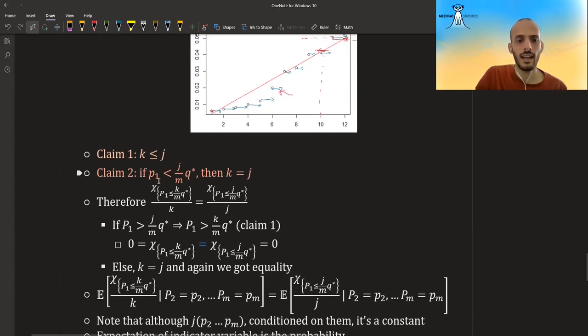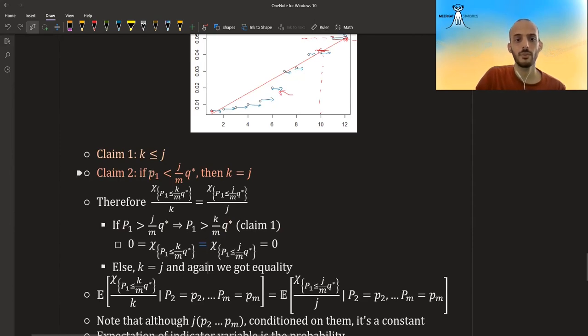Why is that? Well, remember, if P1 is actually greater than this, then since J is bigger than K, then it must be that P1 is also greater than K, because here the numerator is greater. So if we take an even smaller number, P1 will definitely be bigger than this. And so the indicator function in both cases will be zero, right? Because P1 is greater than J, so this will be zero. And if it's greater than J, then P1 has to be greater than K, then this is also zero, and zero is equal to zero, okay?